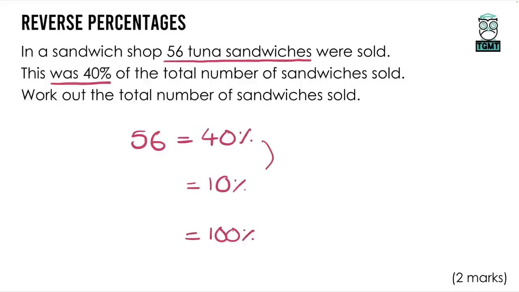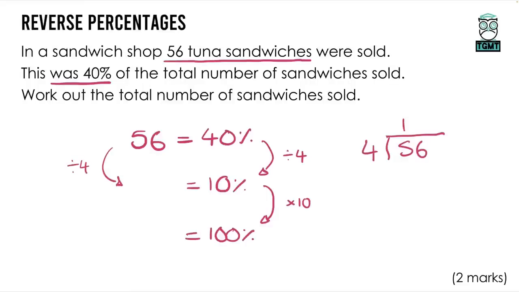So if I go down to 10% to get there, I would have to divide 40% by 4, and then we can just multiply by 10. I need to do the same to the other side. I need to divide by 4 again. Just to the side, I'd want to do some division, 4 goes into 5 once, remainder 1. It goes into 16 4 times. So 14 sandwiches would be 10%. We want to know 100%, so we need to times by 10, and we get 140 sandwiches. So there we go. Our final answer for this one would be 140.